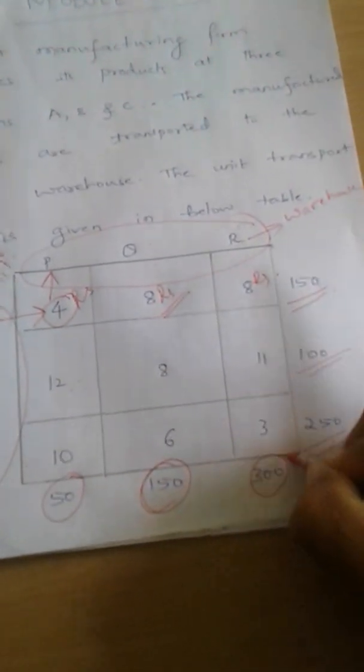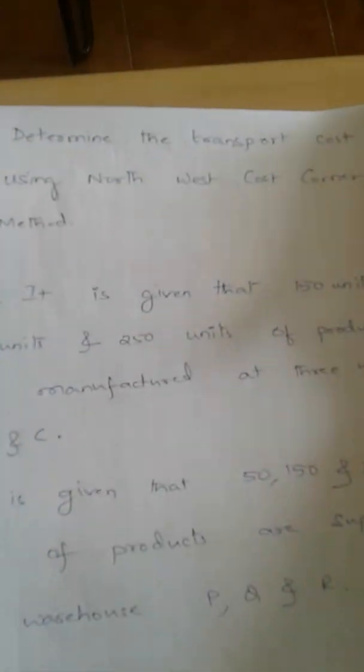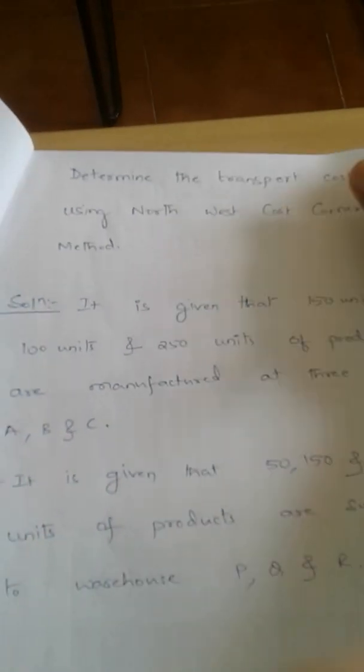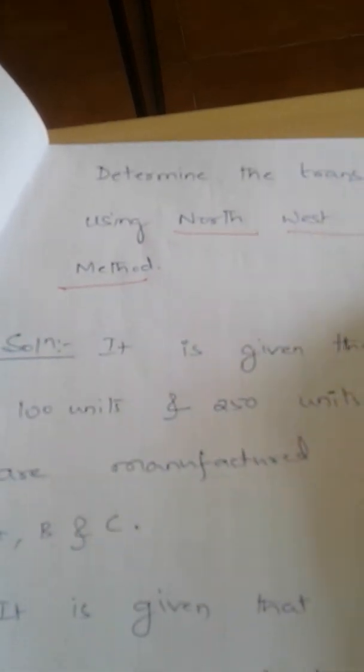Right? And at warehouse R there is a total requirement of 300 units. That means we are supposed to supply 300 units to this particular warehouse. Now the question is, what is the total transportation cost? Determine the transportation cost using the northwest corner method. Using the northwest corner method we are supposed to determine the transportation cost.